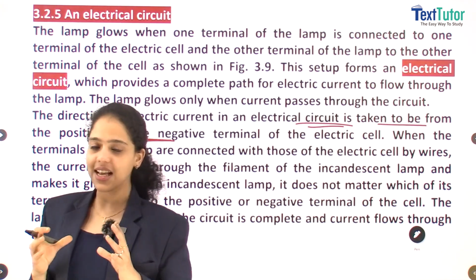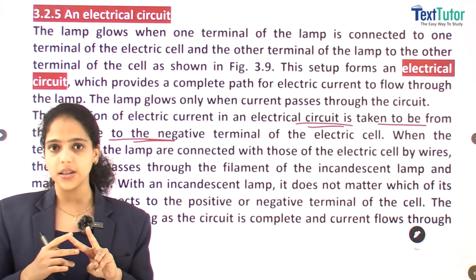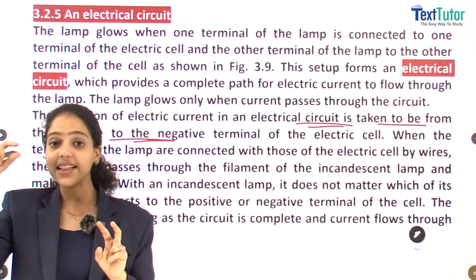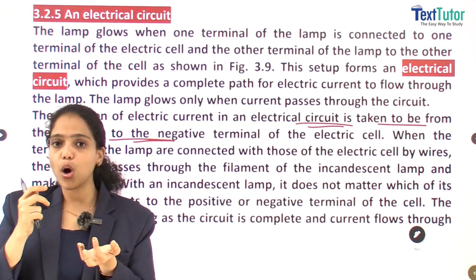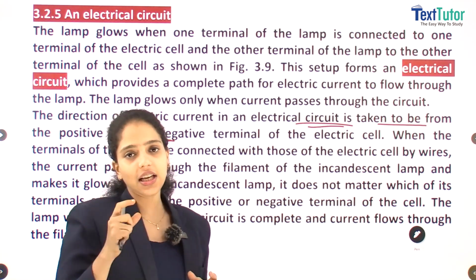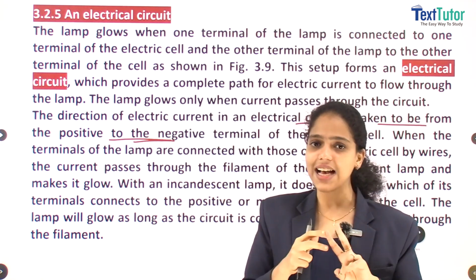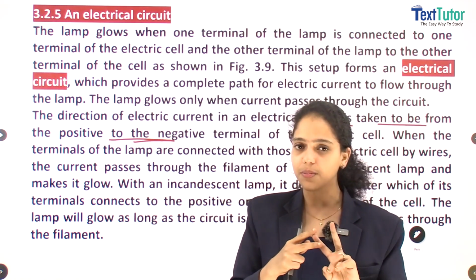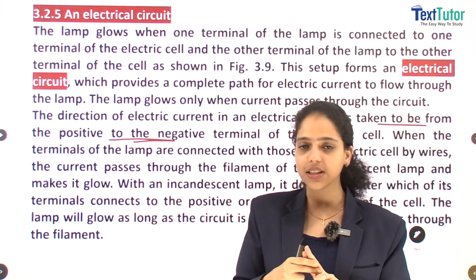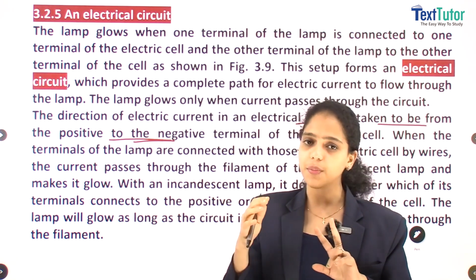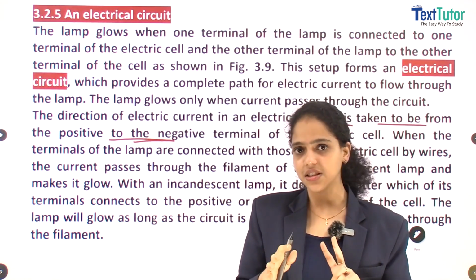An incandescent lamp has two terminals. One is at the center of the metal case and the other is at the bottom of the metal case. There is no positive or negative marked on them. There are only two terminals.